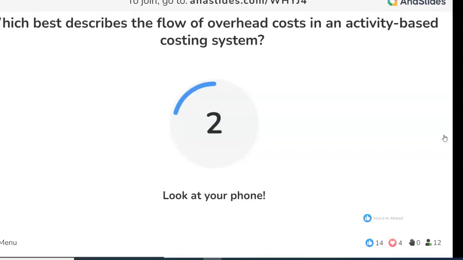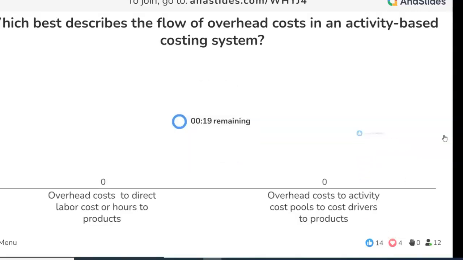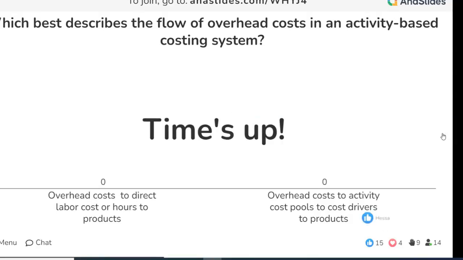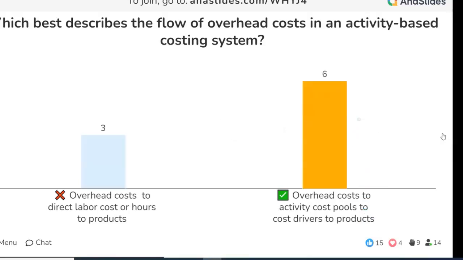Which best describes the flow of overhead costs in an activity-based costing system? Now, be careful. Overhead costs to direct labor costs or hours to produce. Overhead costs to activity cost pools, to cost drivers, to products. No, only 9 answered. Okay. But 6 of you have it right. Overhead costs, divide those overhead costs into activity cost pools, figure out what the driver is, get an activity-based overhead rate or driver rate, and assign it to products. Good.